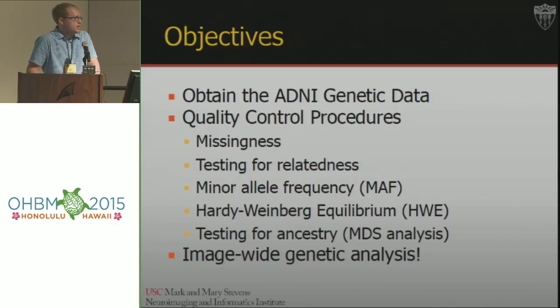Some of the things that we're going to be talking about are quality control procedures for raw data, so applying tests of missingness, tests of relatedness, filtering for things like minor allele frequency and deviations from Hardy-Weinberg equilibrium, and then also talking about the importance of looking at ancestry in your data set. I'm not sure that we'll eventually have enough time to go over this, but we might. But I also have some code that's freely available on GitHub that you can use to do image-wide genetic analysis.